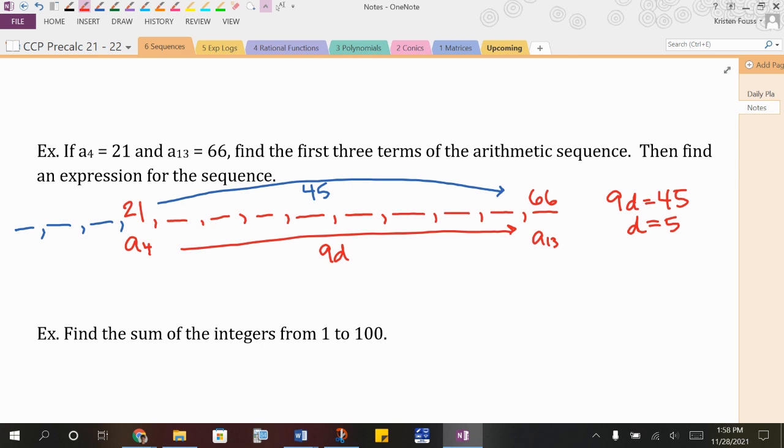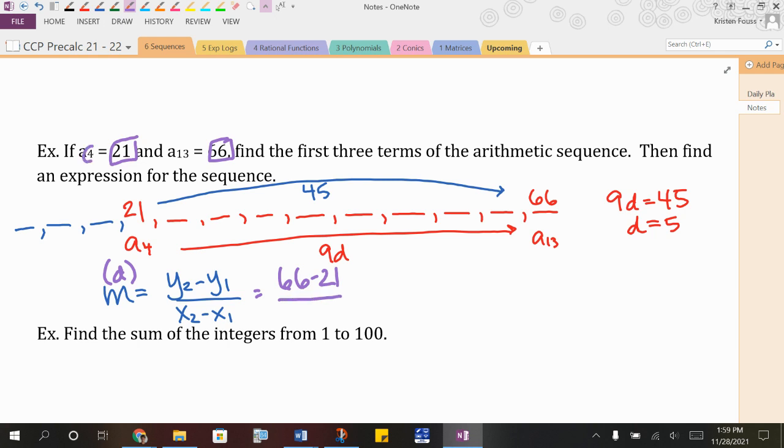Okay, so let's uncomplicate this a little bit. Basically, what I'm doing is I'm doing a slope formula. Remember, slope is y2 minus y1 over x2 minus x1. And slope is really our d value here. So your y values are the actual terms, 66 and 21.